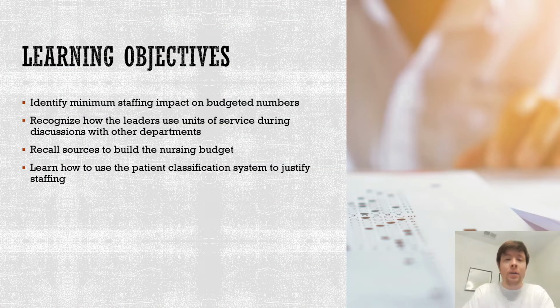Learning objectives. Identify the minimum staffing impact on budgeted numbers. Recognize how nurse leaders use units of service when they discuss this with other departments, especially finance. Recall sources used to build the nursing budget, and learn how to use the patient classification system to justify your staffing.